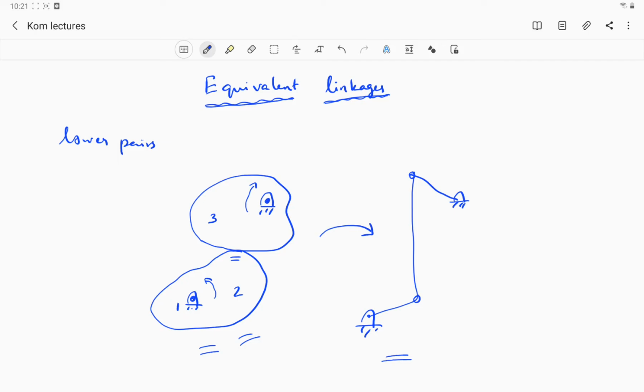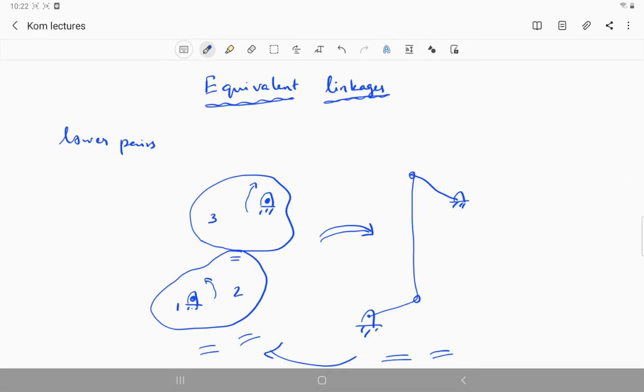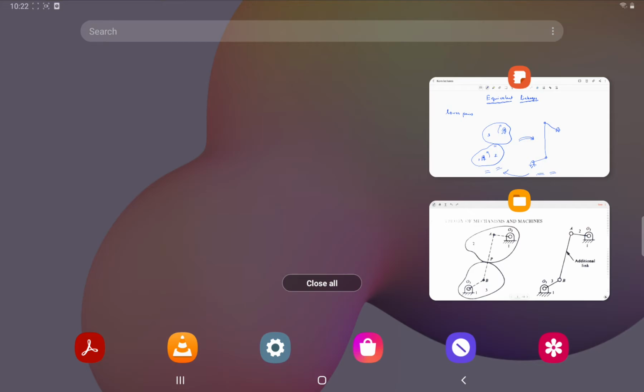And why is it necessary? It is necessary to do certain analysis, because sometimes it will be very difficult to do such analysis with higher pairs. So we will do this conversion, then do the analysis, and take the result of the analysis done using lower pairs back to the result for the higher pair mechanism. So for that reason we will be doing this equivalent linkage. Let's see how to do that.